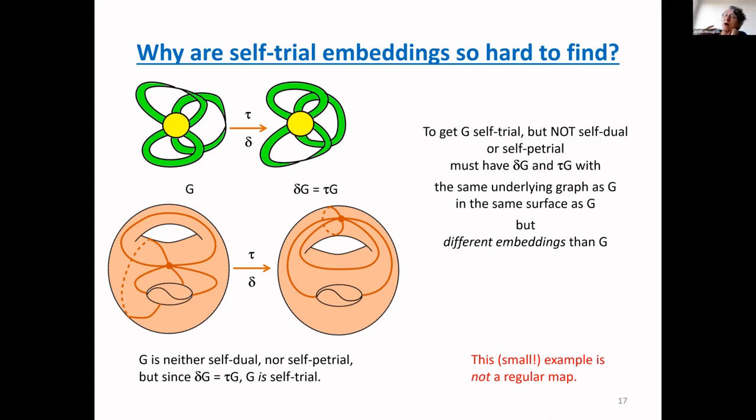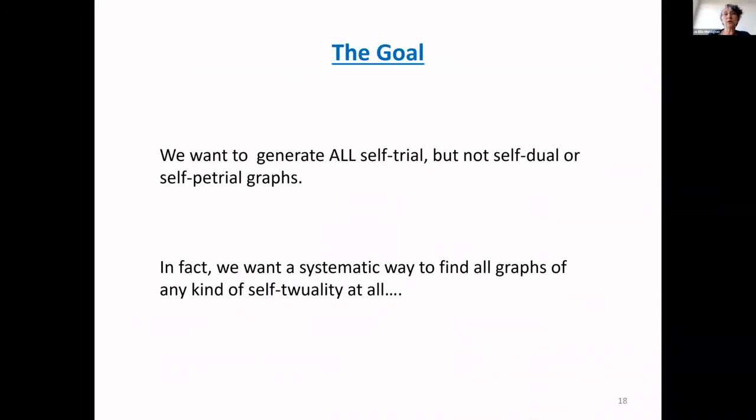But this tiny example is not a regular map. So we had to have other tools for finding these. And it turns out there are actually a zillion of these kinds of graphs. But you needed new tools. You needed the algebraic tools to find them. So let's go look for that. The goal is to be able to generate all of those graphs that are self-Petrie, but not self-dual nor self-Petrial. And in fact, why stop there?